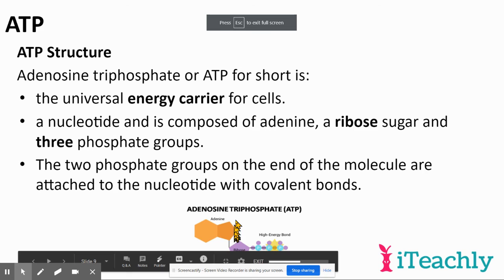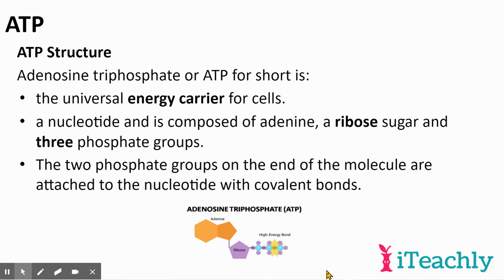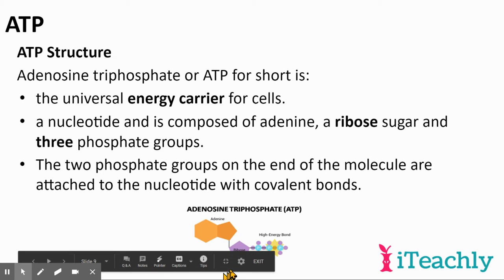I don't know how you get rid of that thing. All right, can I move it? How do I get rid of that? I don't know how to get rid of that. All right, so you can't really see that. I think it's actually in the next slide.